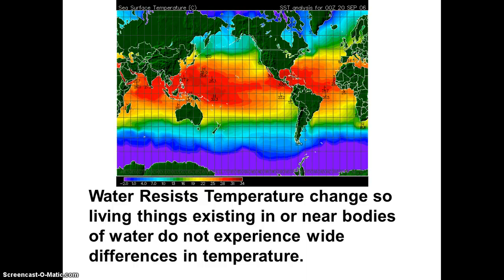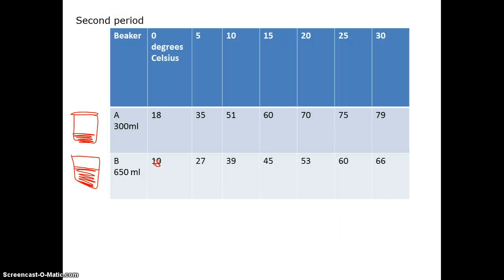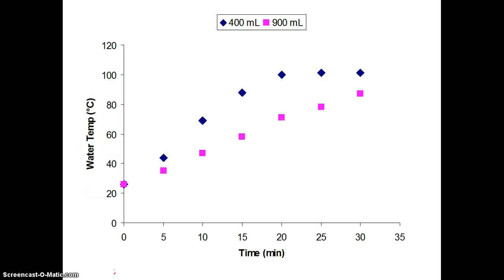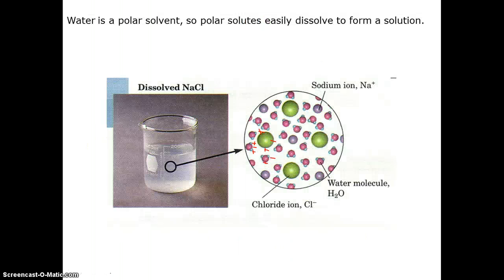The ocean is a large body of water, and it stabilizes the temperatures. If you remember in our lab, we had 2 beakers. One beaker was a 300 ml beaker, and we were warming up about 650 mL in the other, and we recorded the temperature. If you plot it on a graph, you could see the beaker with more water was much more stable in terms of temperature change than the beaker with a small amount of water.